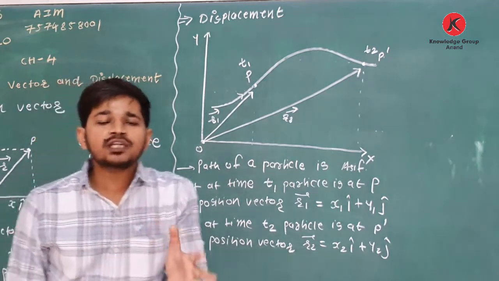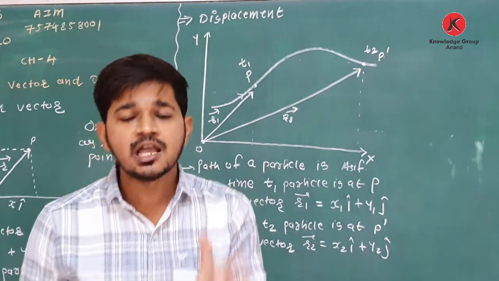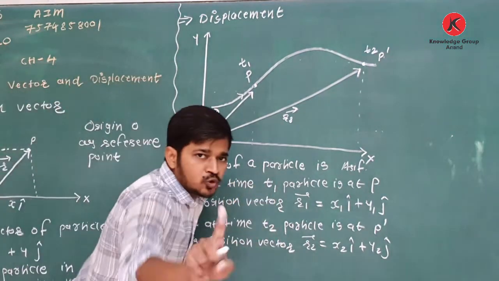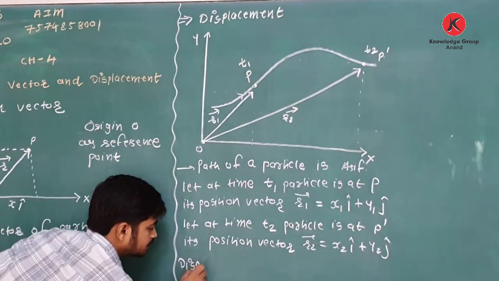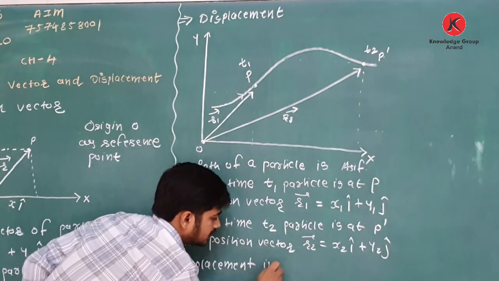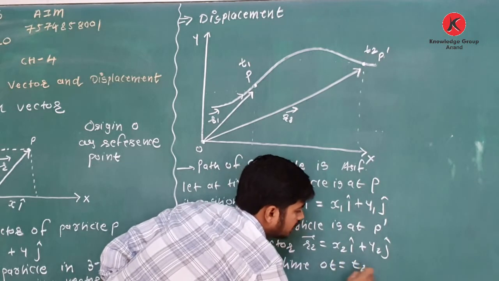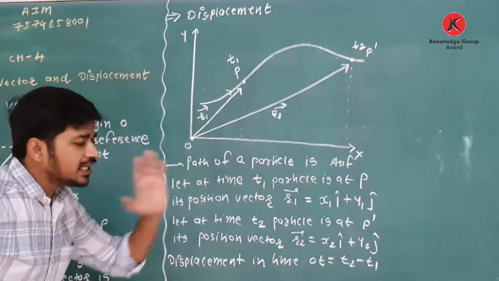Now we know what is displacement? Displacement means change in position, means final position minus initial position. Then how to find displacement? See students, displacement in time delta t is equal to t2 minus t1.